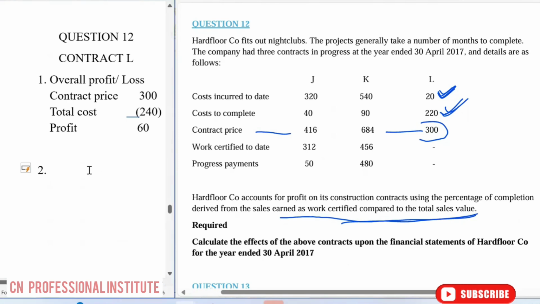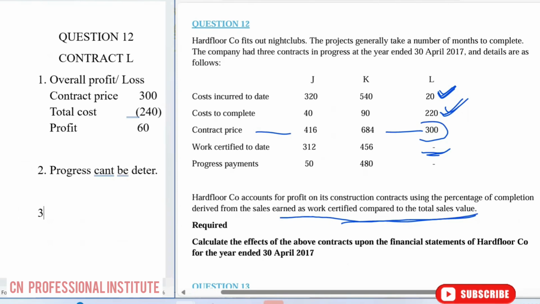For L, what's work certified? Can you see it's dash? Are you following? So we cannot get the progress. Progress cannot be determined. So with L, we said progress can't be determined. So the standard said, okay, if we cannot determine progress, then we know what to do.